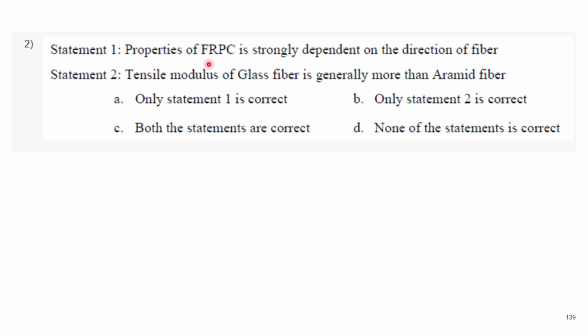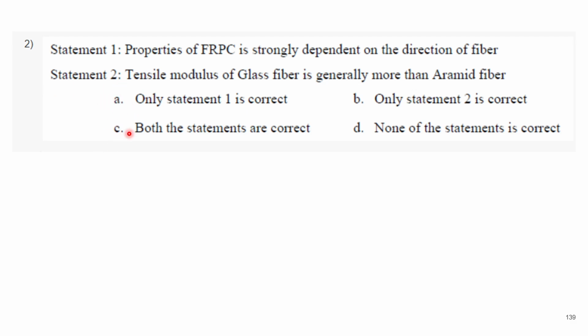So if you remember, one of the properties of FRPC is that it is dependent on the direction, the direction of the fiber, that is along the axis. Along the axis it has the maximum. Therefore it is strongly dependent on the direction of fiber. So that is the correct option. So only statement 1 is correct, so B and D are not correct. Out of A and C, one is correct.